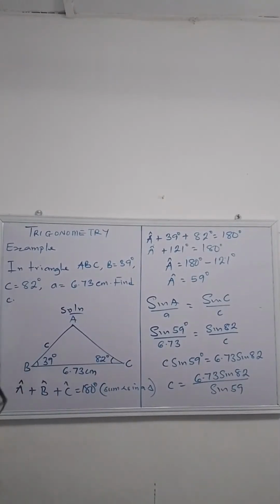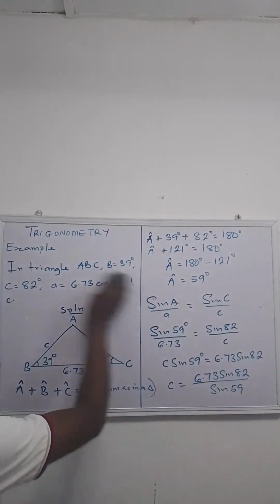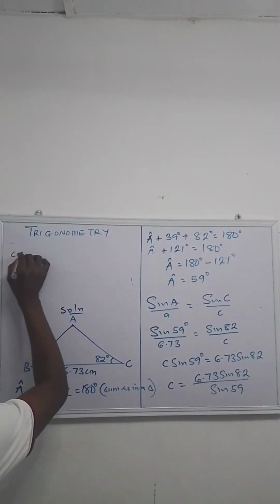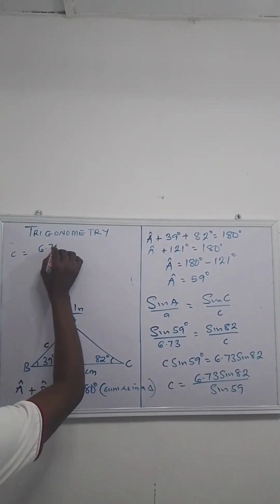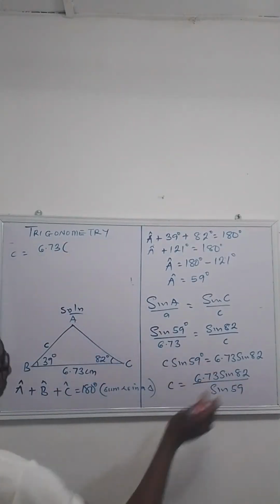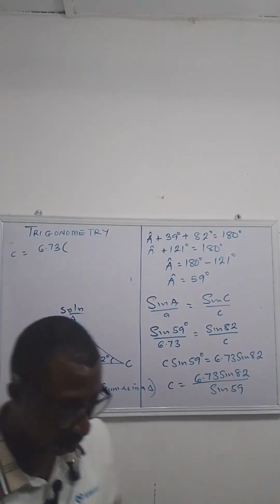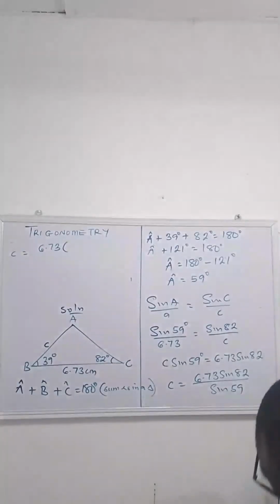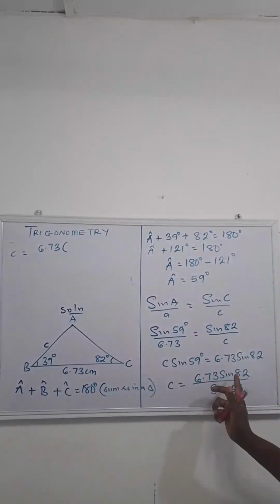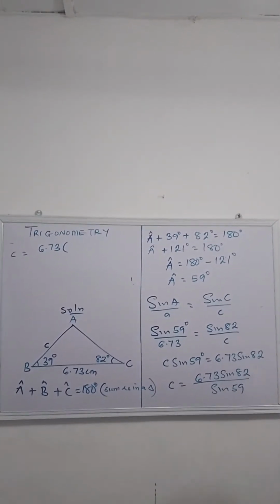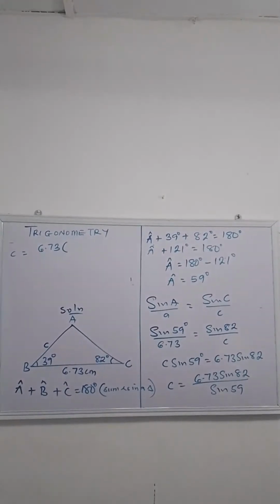Okay, so what do we have here? So we have c equals 6.73 sine 82. Now, can you help me with that? What is the value for sine 82? So, check that in your four-figure table and tell me what you have as your sine 82. So, let's do that together. Or you make use of your calculator. Drop your answer in the comment section. Let's see what we have as sine 82.